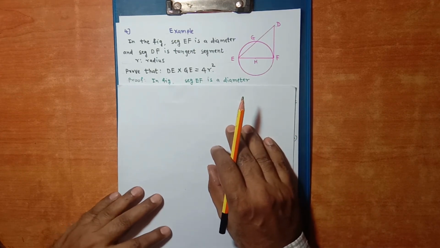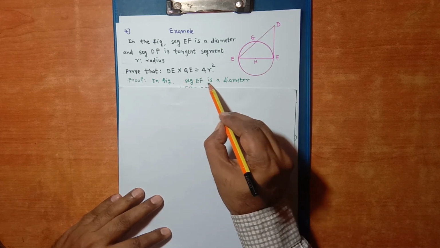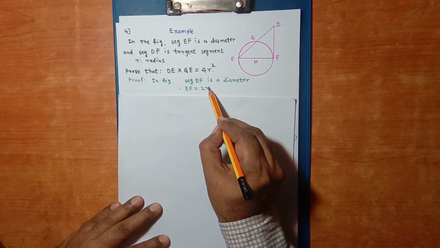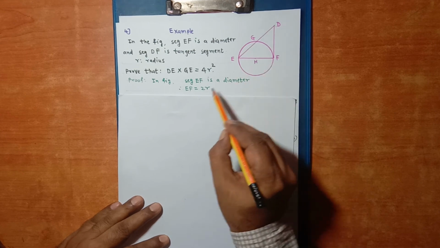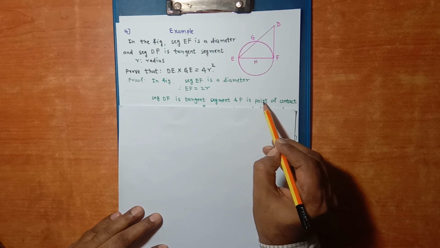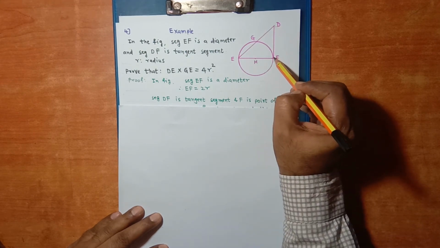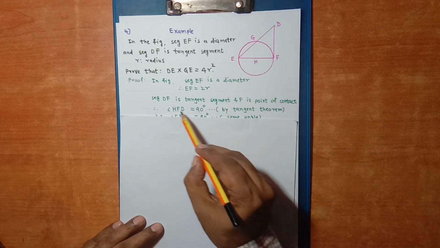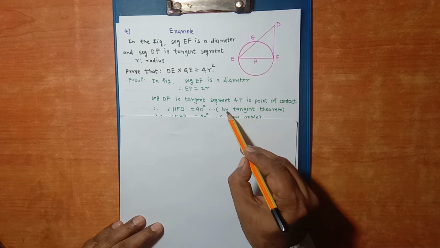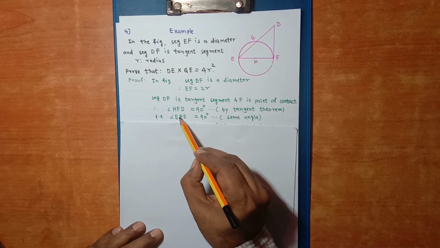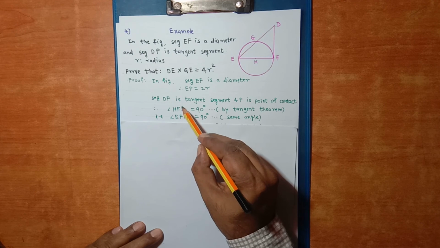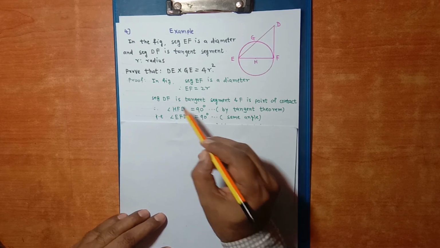Now let us go for the proof. In the figure, segment EF is a diameter. So EF is equal to 2R. Diameter is equal to radius plus radius, which is 2R. Segment DF is a tangent segment and F is a point of contact. So angle HFD is 90. Reason is by the tangent theorem. Therefore, angle EFD is equal to 90. These two angles are the same, only the name of the end point is changed.